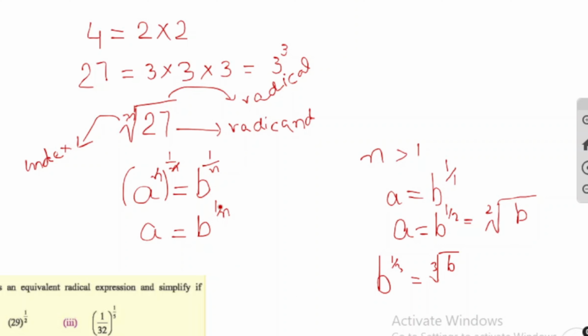And keep it in your mind, whenever you're finding a radical or root, it's just like you're trying to find a number that is multiplied with itself to get that number. So if it's a square root, that number will be multiplied with itself 2 times. If it's a cube root, that number will be multiplied with itself 3 times. Hope this basic concept is clear.